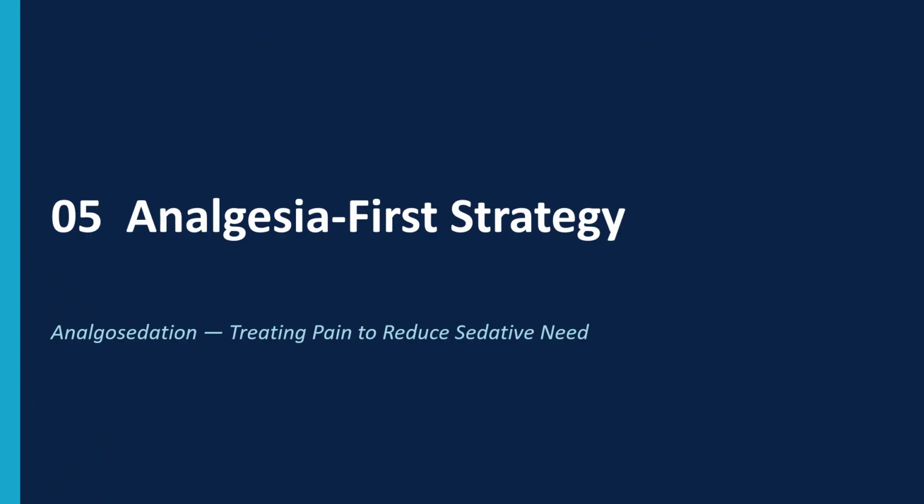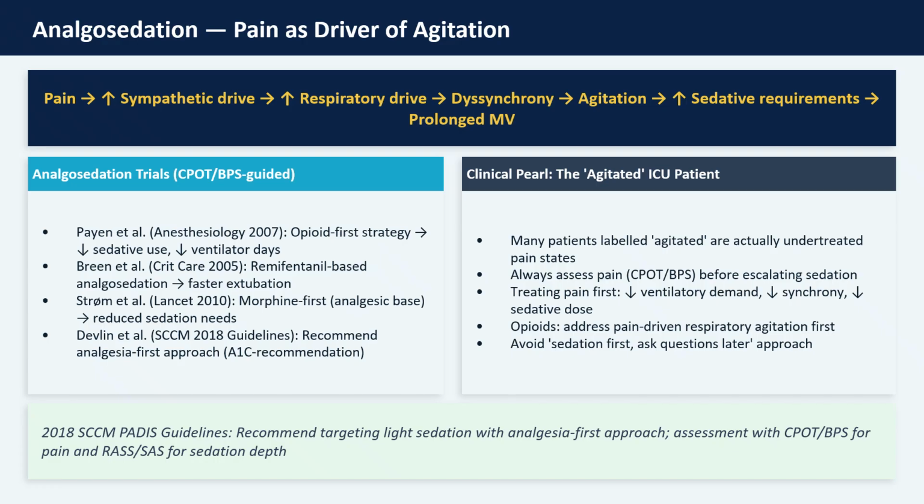How about the analgesia first strategy? We discussed it because most of the time, patients who are agitated are agitated because of the pain. Pain can increase the respiratory drive, which can cause asynchrony or dyssynchrony in mechanical ventilation. So what you do is you sedate the patients again, and sedation is not going to bring down the pain. So the patients will require more and more sedation, which is associated with a higher risk of tracheostomy, more ventilator days, and a higher incidence of ICU delirium.